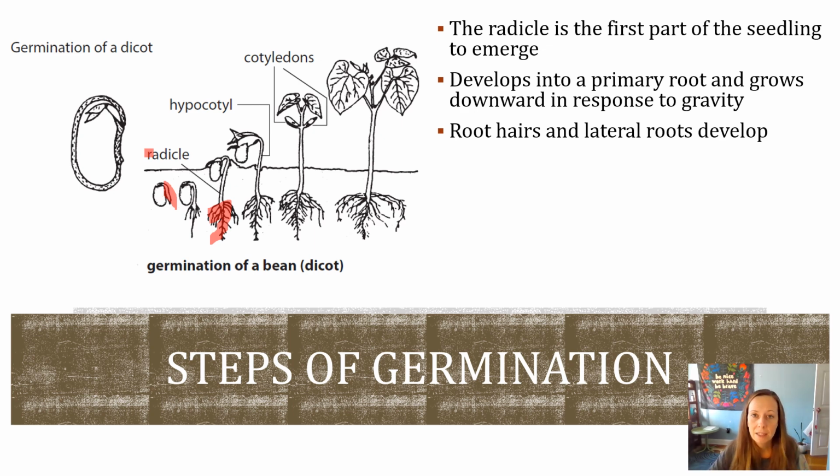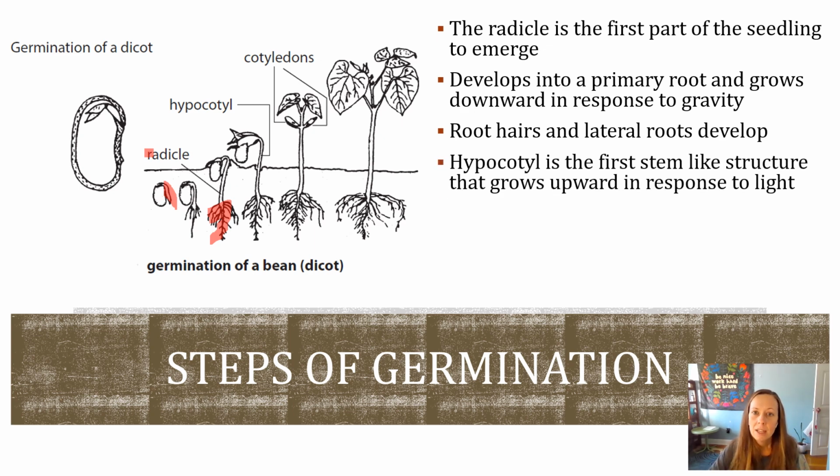The next thing that happens once your radicle grows is you have a hypocotyl. Let's do that in orange. So that's this guy, right? And think of the H, and I want you to think high. It's going to grow against gravity, so it grows up in response to the light. So the hypocotyl is going to grow towards the light and against gravity.